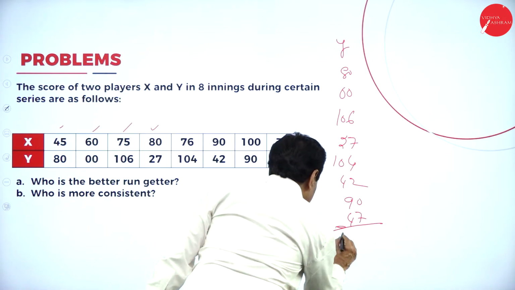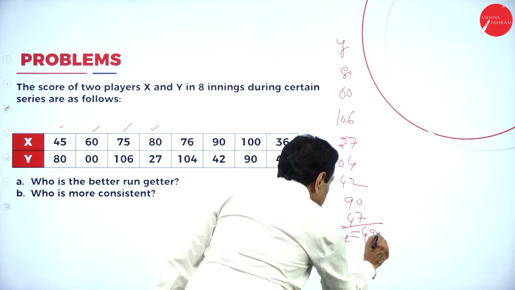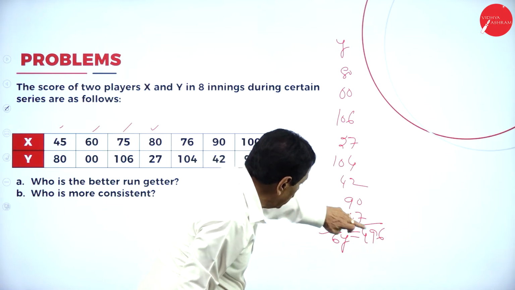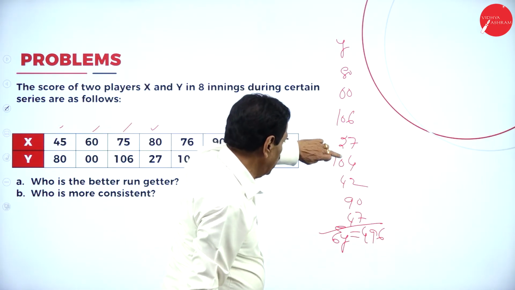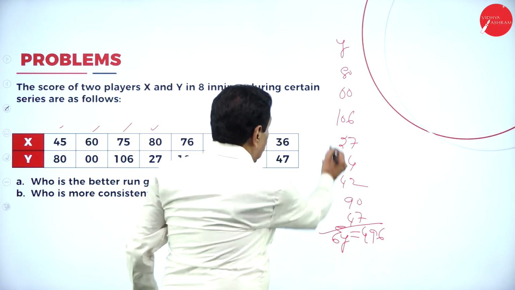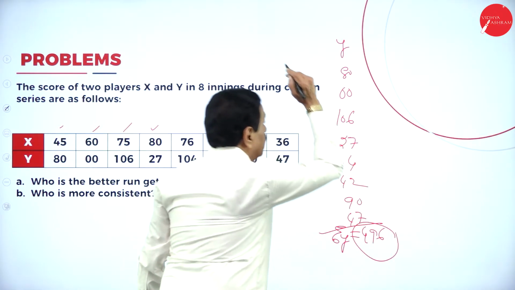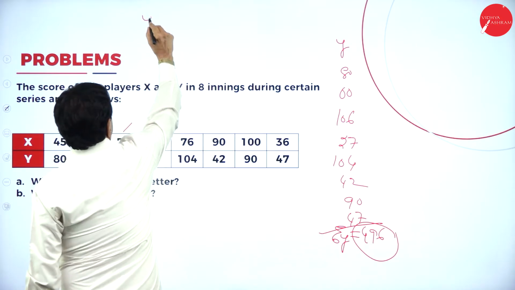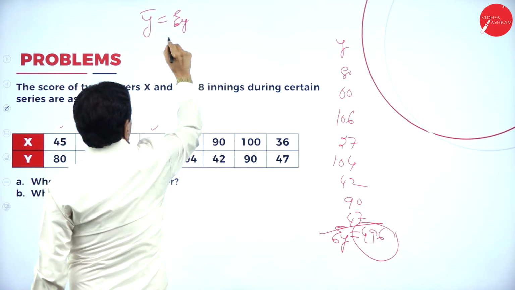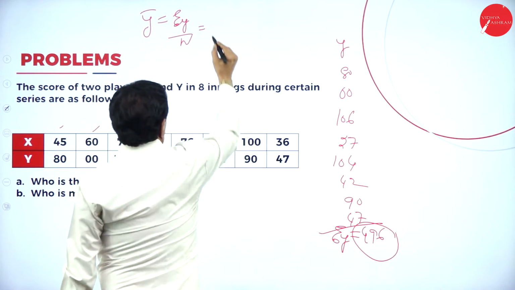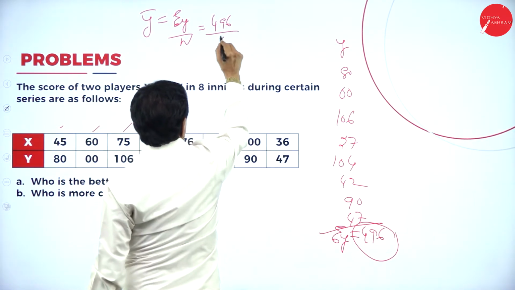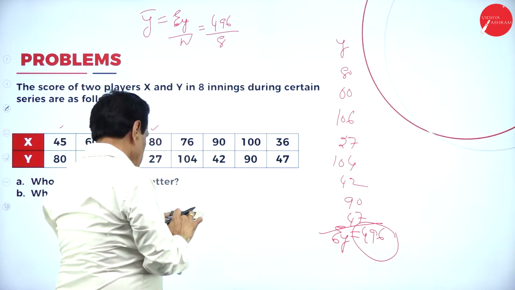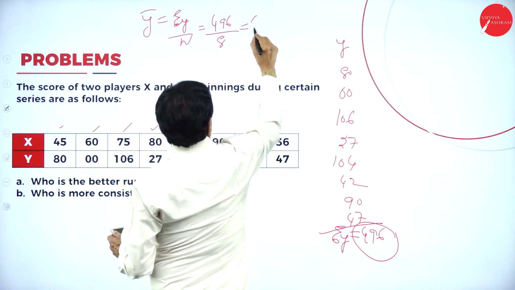Sigma Y is equal to 496. So 6 plus 7, 13, 17, 19, 26, 2 plus 8, 10, 12, 16, 25, 29, 2 plus 1, 3 plus 4. 496 you got. What is 496? That is sigma Y. Y mean is equal to sigma Y divided by N. This is 496 divided by 8, which is equal to 62. What is 62? The mean.